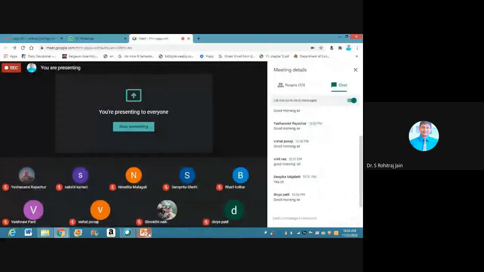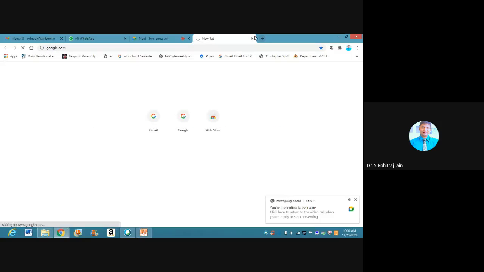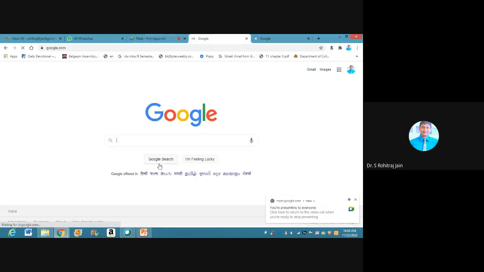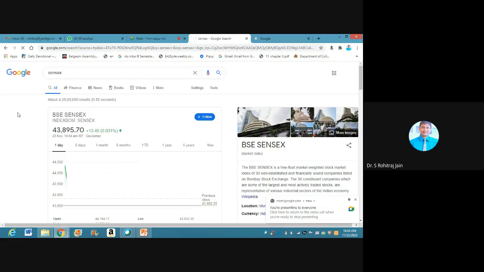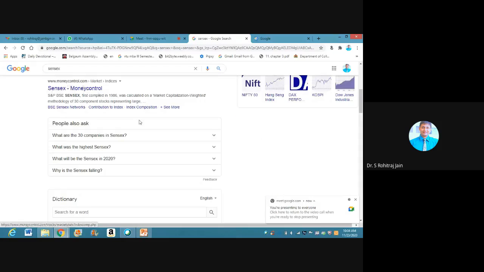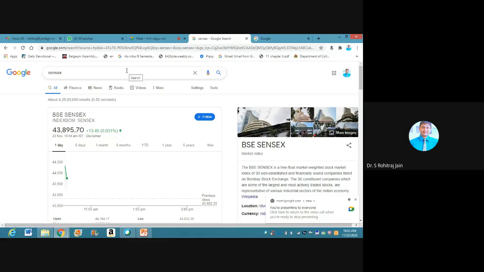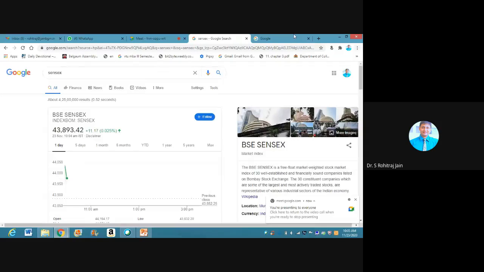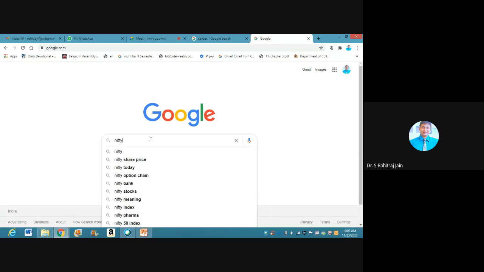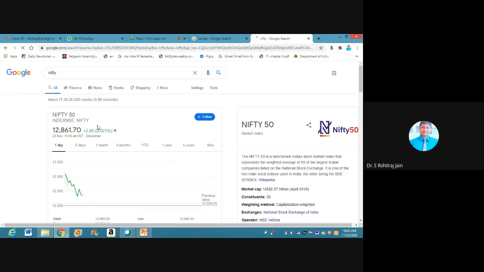Before starting the session, first we'll see what is today's opening of the market. We'll try to understand where our Sensex and Nifty have opened, that is, on Monday morning. So it's almost flat today. You can see 43,895.70. Okay. As far as the NSE, that is Nifty, is concerned, it is 12,861, almost flat.